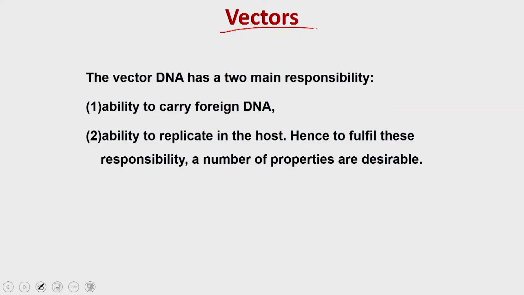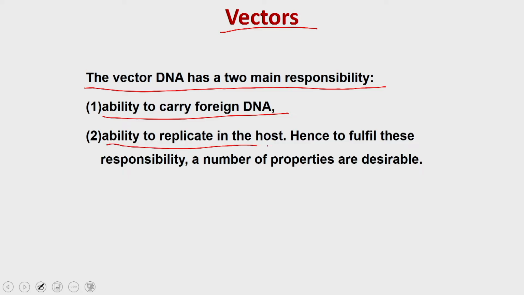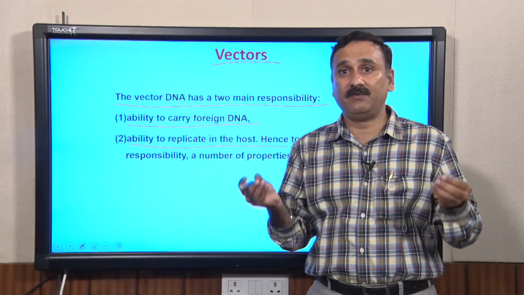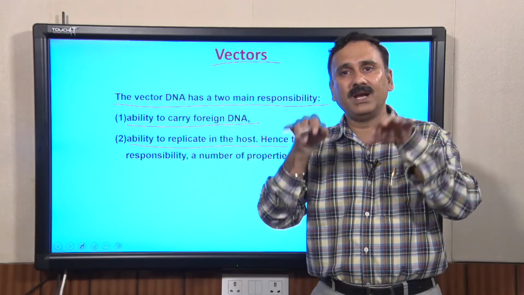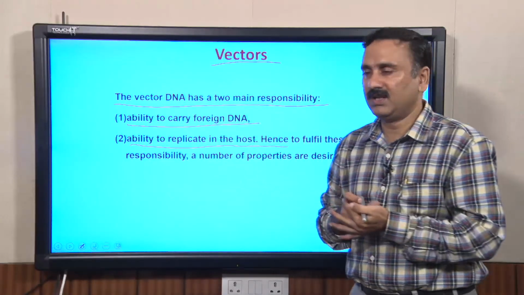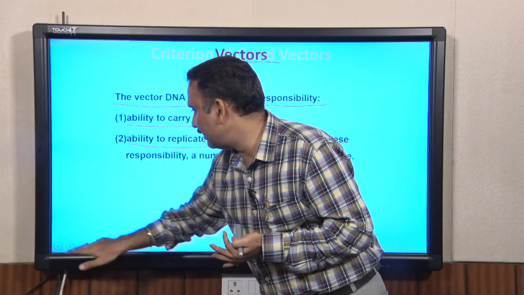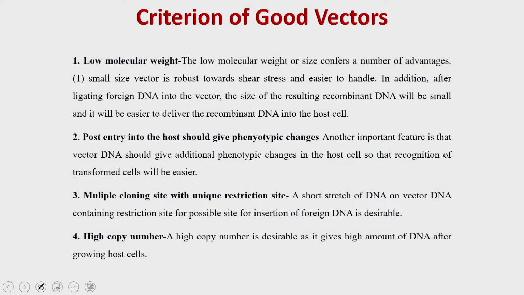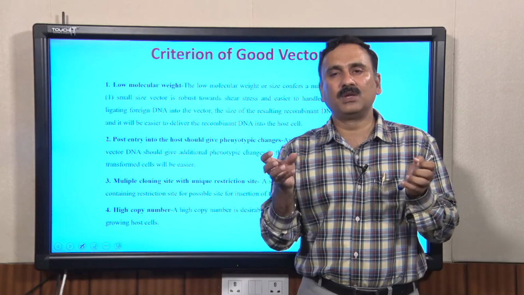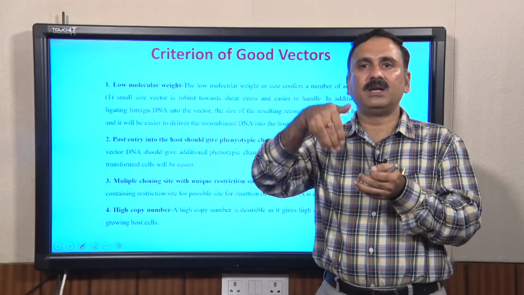Then in molecular cloning, we have also discussed the vectors. The vector is the DNA which has two responsibilities: the ability to carry the foreign DNA and the ability to replicate in the host of your interest. This means it should have the features so that you can integrate your foreign DNA, and it should also have the machinery to replicate within the host of your choice, and it should have the regions which you can use to integrate your foreign DNA.